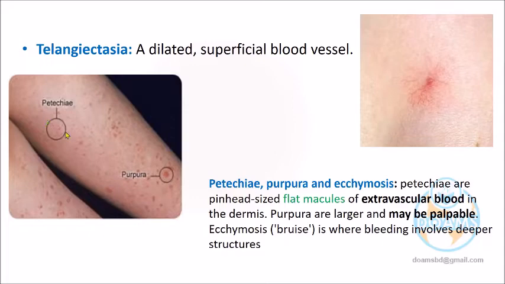And petechiae and purpura, the main phenomenon is the same. This is cutaneous bleeding, but petechiae and purpura are differentiated by their size. Both are bleeding. Okay. And how it will be very important.